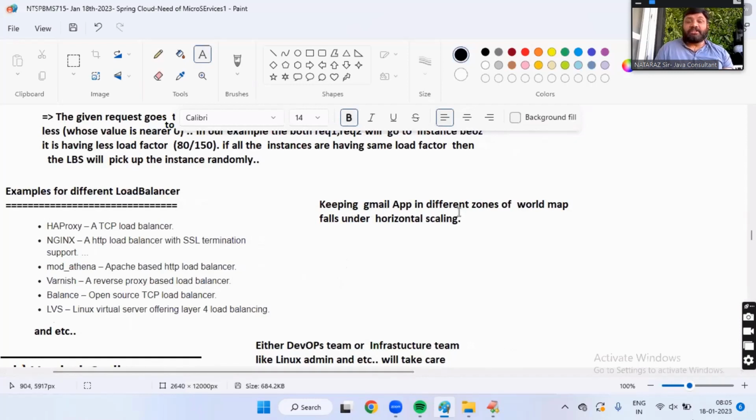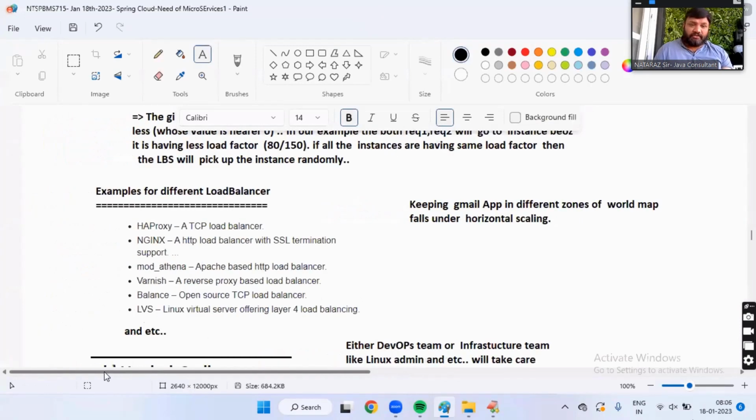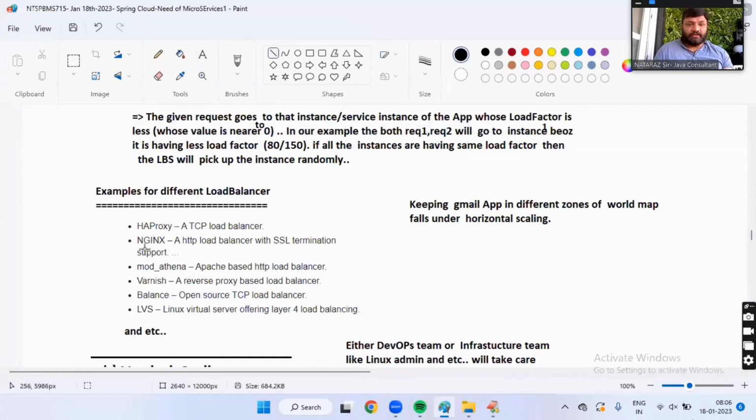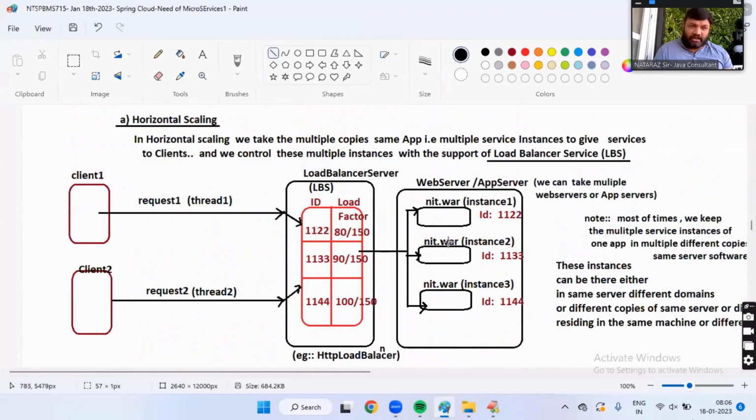Keeping the Gmail application in different zones of the world map falls under horizontal scaling, right? I think most of the companies use this one. This is a bit popular, boss. I think you got the idea about horizontal scaling.